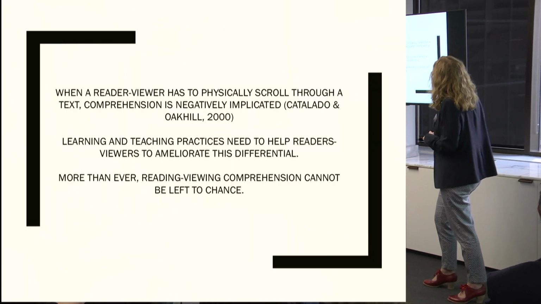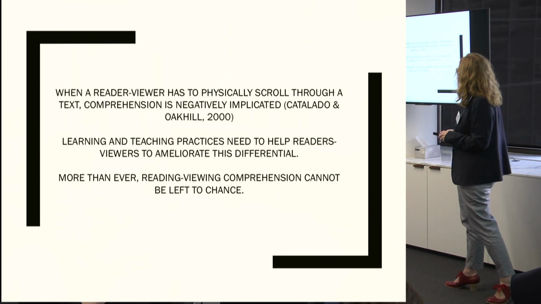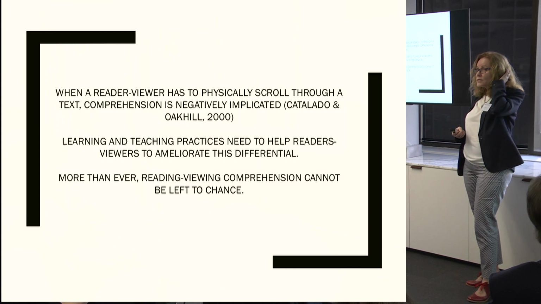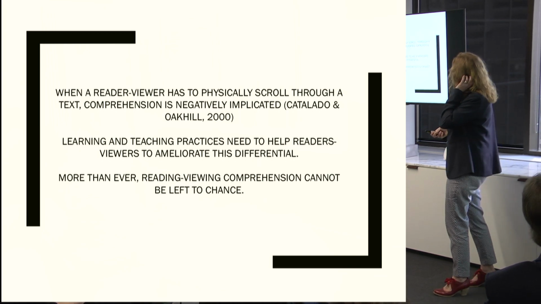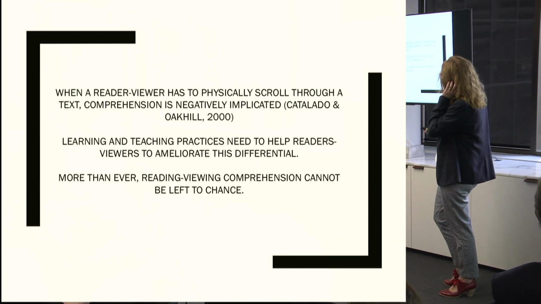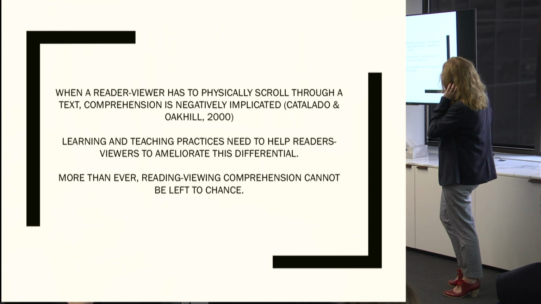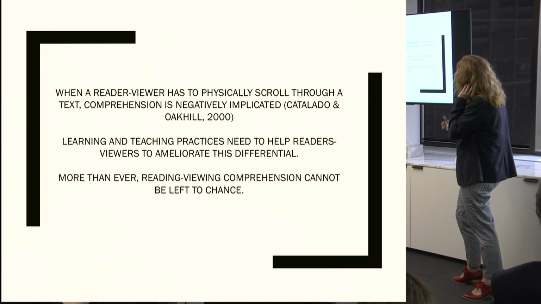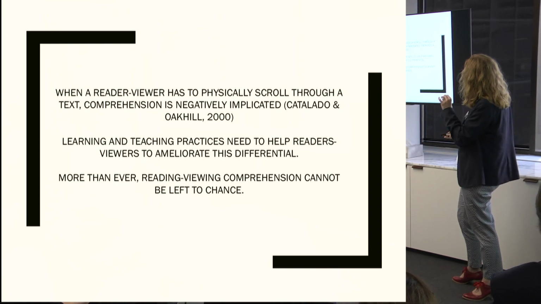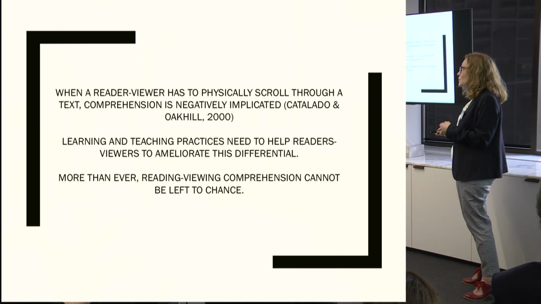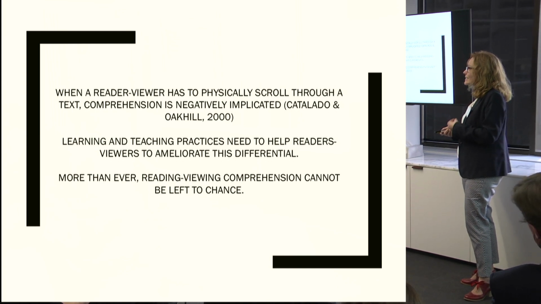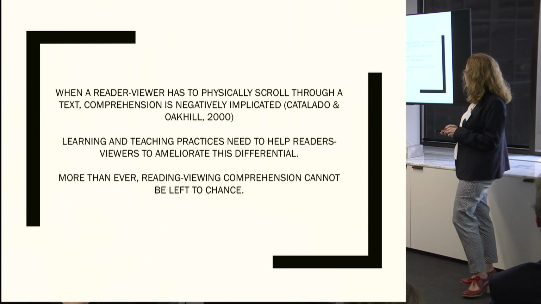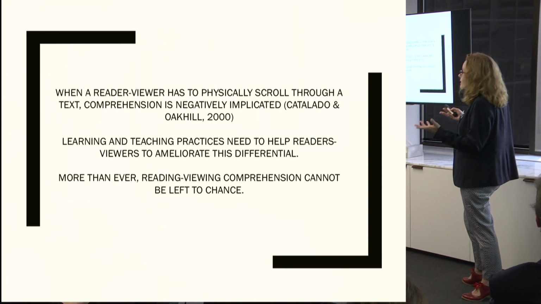Okay, so when a reader-viewer has to physically scroll through a text, comprehension is negatively implicated. And we talk about the importance of having an evidence base to some of the statements and decisions that we make around literacy education. And this particular statement comes from Cataldo's work and Oakhill's work back in 2000. And I think that was pretty convincing evidence. Learning and teaching practices need to help readers, viewers, to ameliorate this differential. So what's happening in the classroom space that we actually scaffold children around these physical, cognitive and socio-cultural demands of reading online texts? Here's the thesis statement.